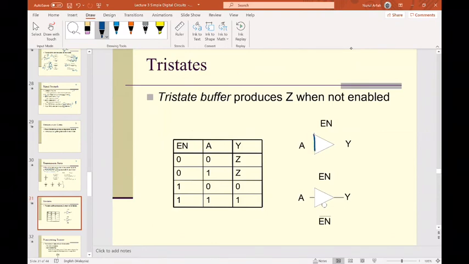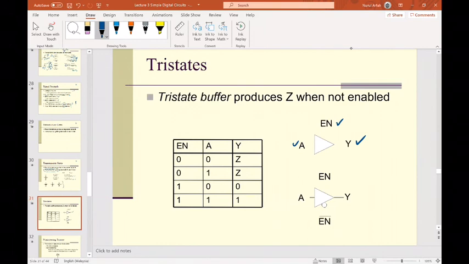This is a buffer. A 3-state buffer produces Z when not enabled. Meaning to say, maybe I shall put it this way: if you have a 3-state, you have 1, 2, 3 input and output. Okay, 1, 2, 3. It is controlled by this enable side, okay?